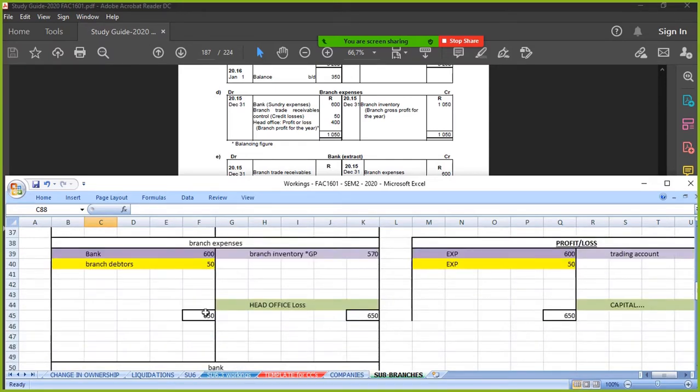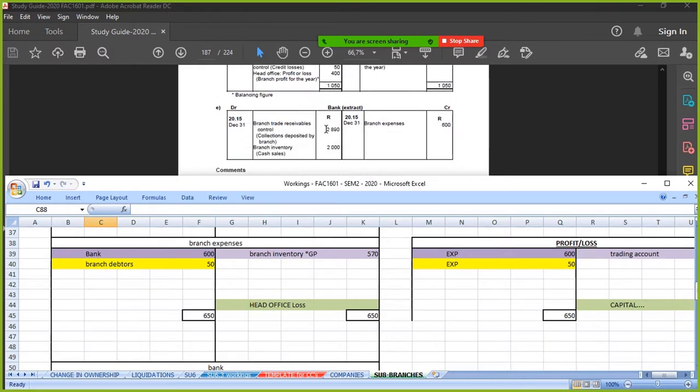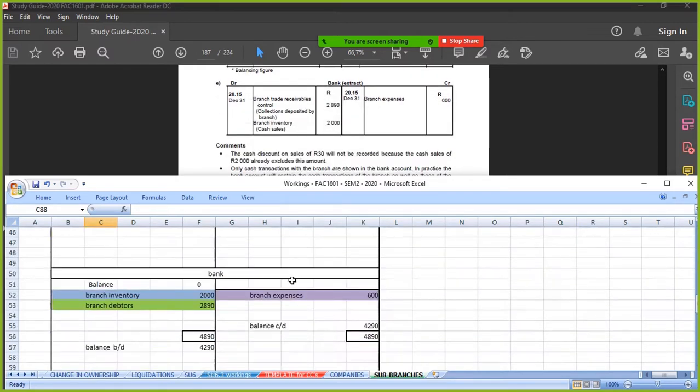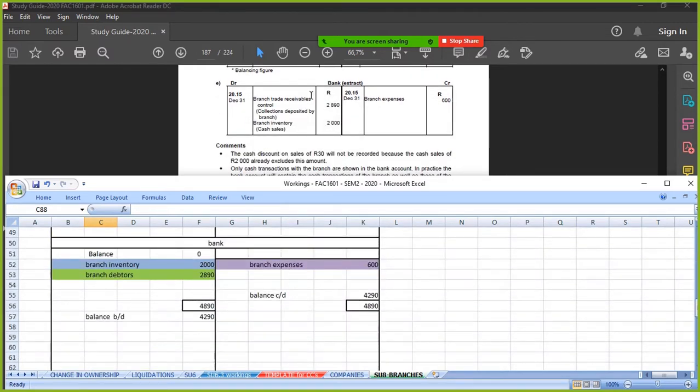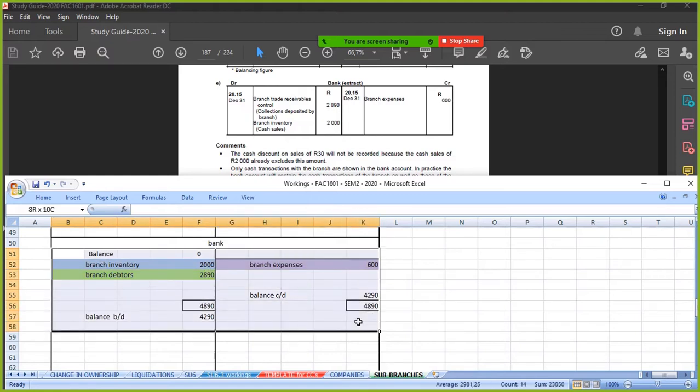Let's see, what else do you have? Okay, we've got the branch expenses. We looked at that. It's obviously because of that interpretation earlier with the profit figure, and then the bank was the last one. Okay, what did they say here? They didn't even balance it. They just said it was an extract. So obviously there could have been other things here, but there wasn't, so I just balanced it. All right, and that's it.